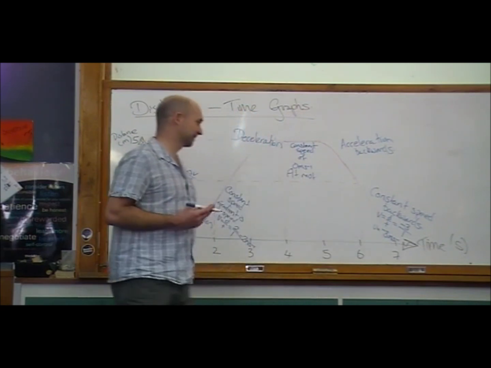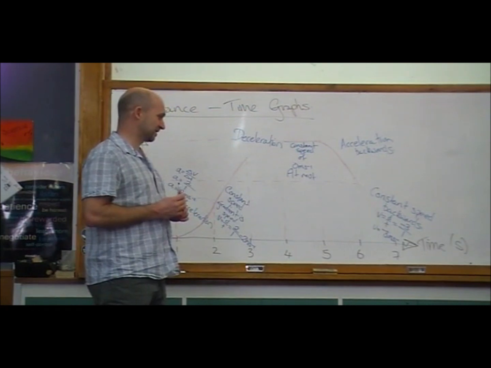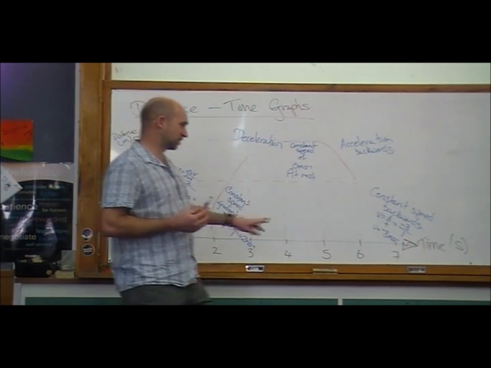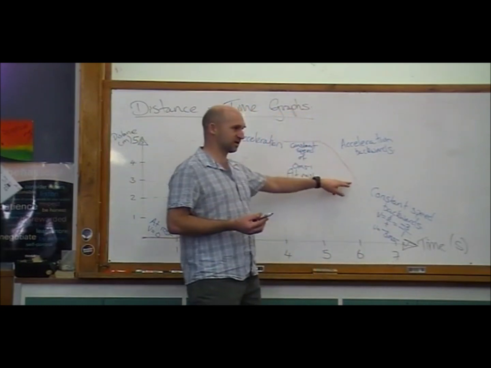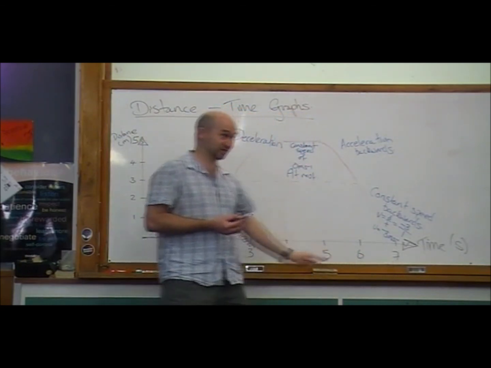Sorry, how come when you went from 6 to 7 with one gradient it's not negative 1? Because time is going up from 6 to 7, whereas here the distance is going down from 3 to 0. Good question, though.